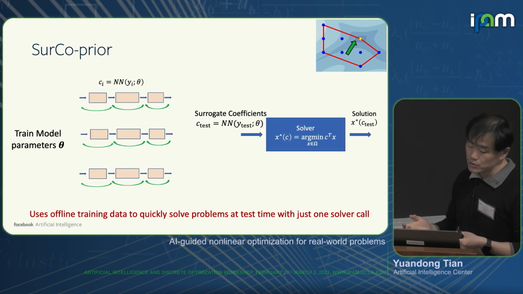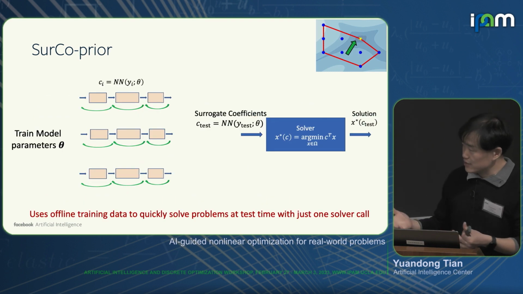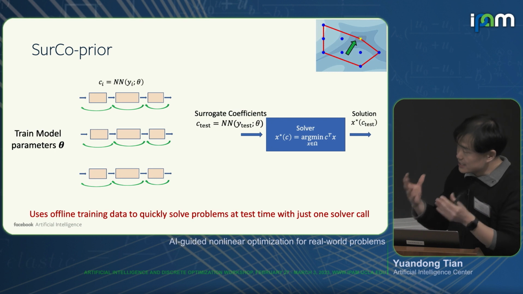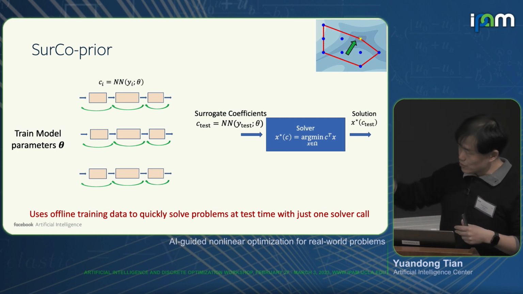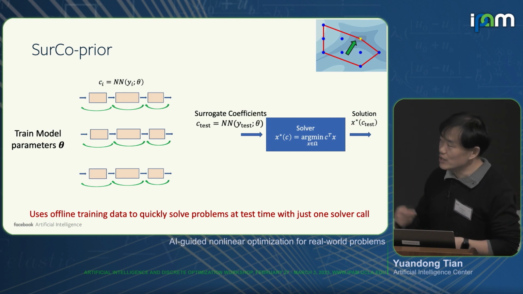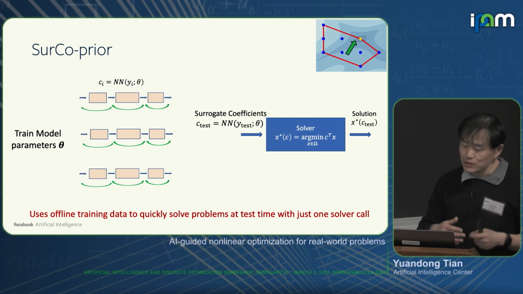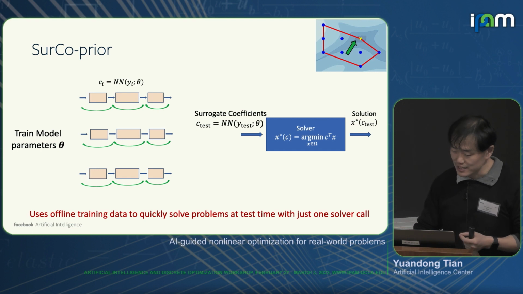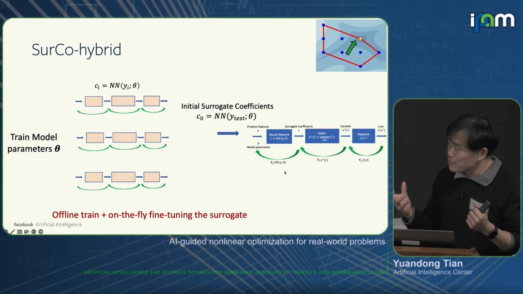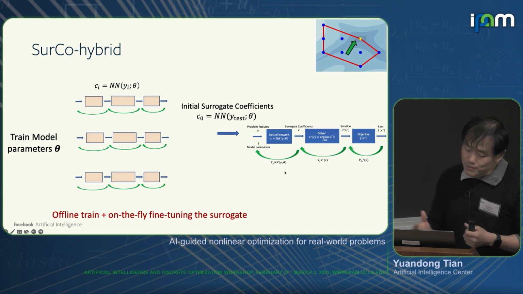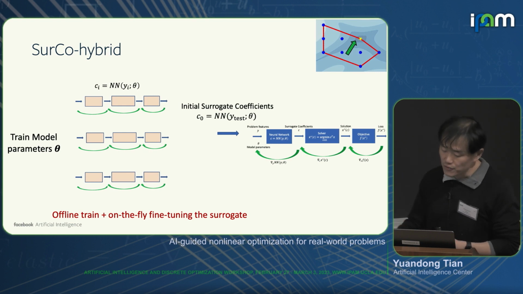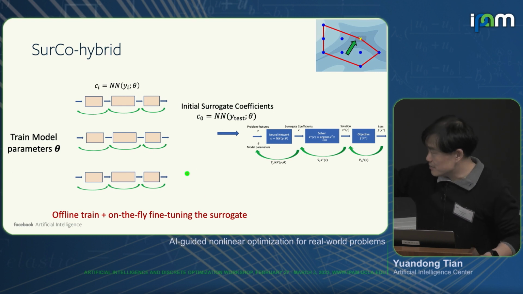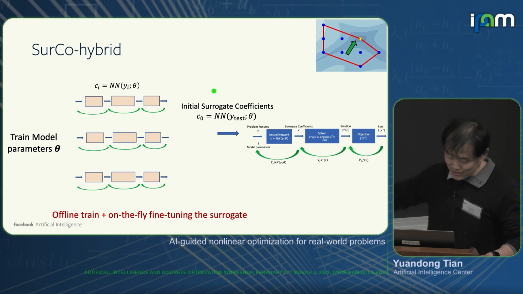And for SurCo prior, we actually use offline train data. So we have a train data that consists of a bunch of problem descriptions, and then we run this in a batch manner in order to learn the neural network, and then use the neural network to get the C test at test time. And in SurCo hybrid, we do both. We do offline training and also on-the-fly fine-tuning of the surrogate for the new problems. Again, as we discussed, this block should not be there, so I should remove this.